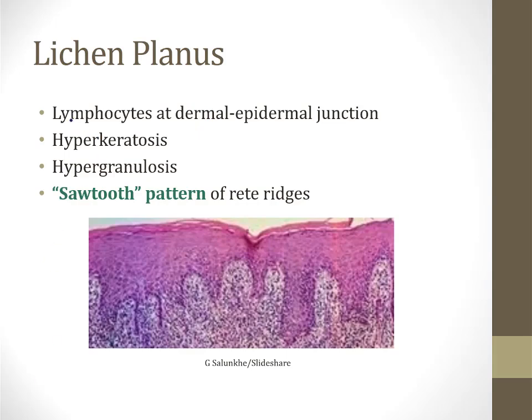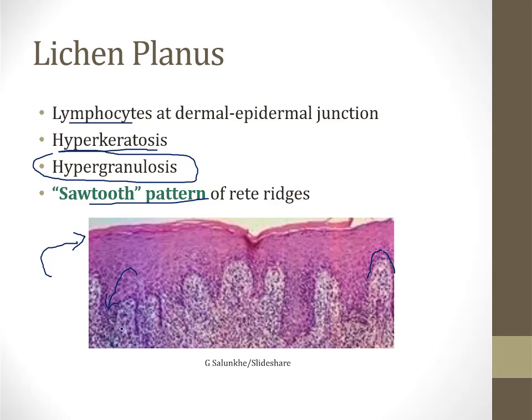First of all, what you would see are lymphocytes at the dermal-epidermal junction. This is the dermal-epidermal junction here, and you find lymphocytes there in a lesion of lichen planus. Second important finding is hyperkeratosis. That's increased thickness of the stratum corneum. Lichen planus is the classic disorder to cause hypergranulosis, and I talk about this in more detail in the video on the skin, but hypergranulosis is increased thickness of the granular layer of the epidermis. And then finally, a classic finding in lichen planus is the so-called sawtooth pattern of the rete ridges. Rete ridges are these portions of the epidermis that dive down into the dermis.